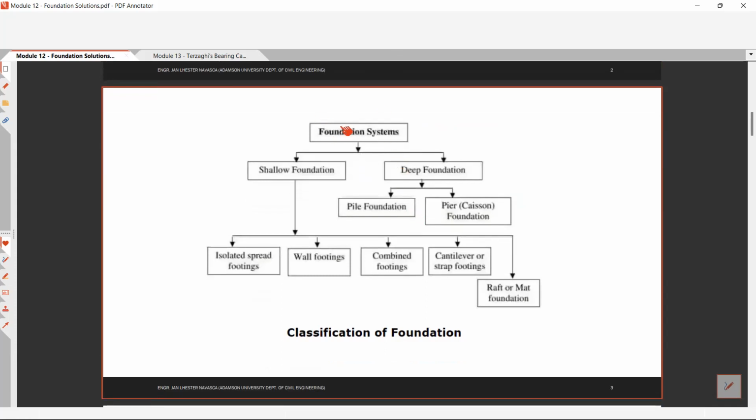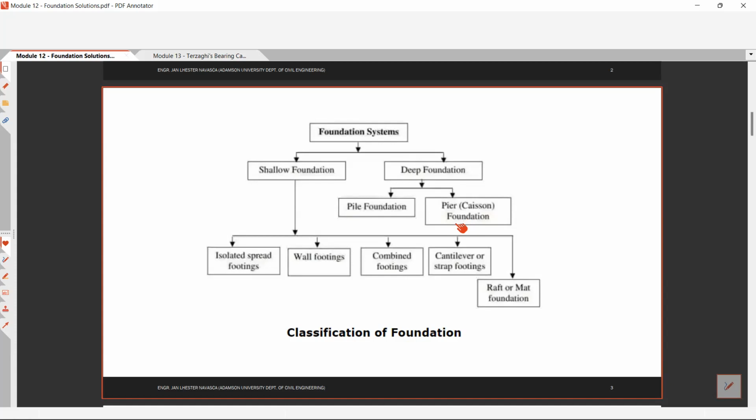So the foundation systems have shallow foundations and deep foundations. Okay, under the shallow foundations, we have isolated spread footings. We have wall footings, combined footings, cantilever or strap footings, a raft or mat foundations. And under the deep foundations, we have pile foundations and pier or caisson foundations.